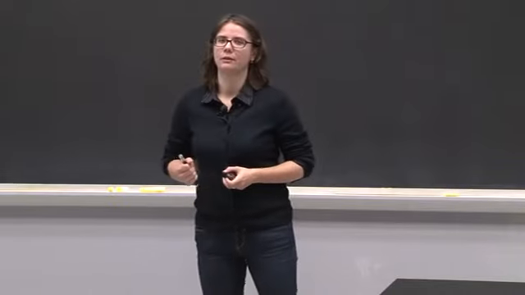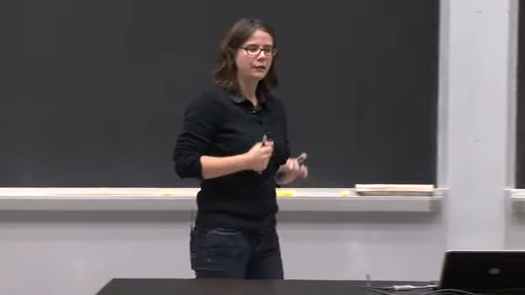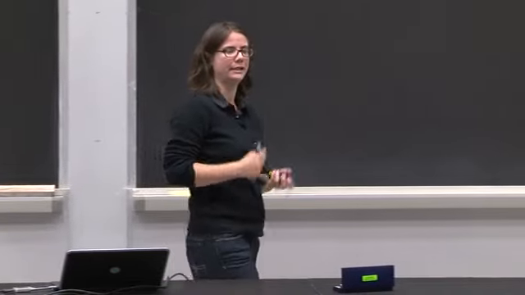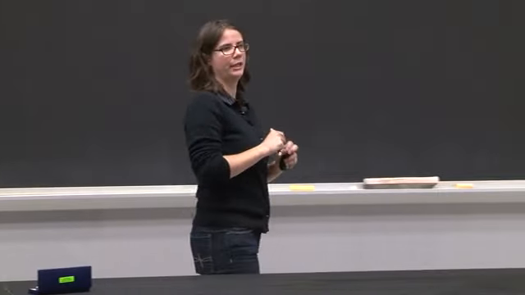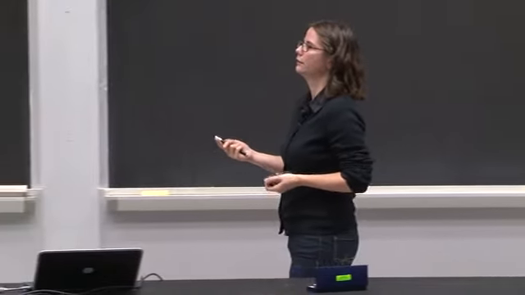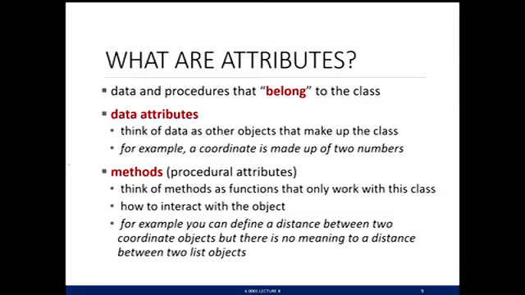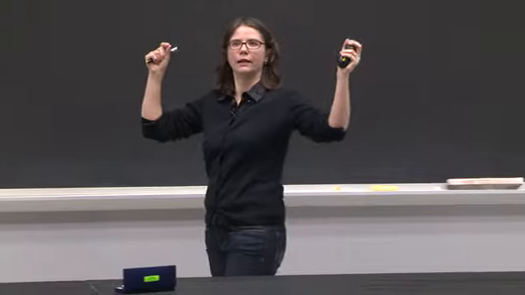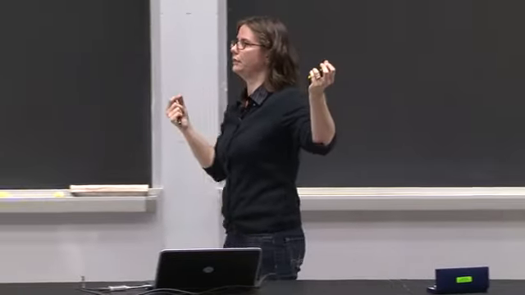And procedural attributes are better known as methods. You can think of a method as a function, except that it's a function that only works with this particular type of object, so with a coordinate object in this case. So the methods are going to define how you can interact with the object. So in a list, for example, we've said that you can append an item to the end of the list. We can sort a list, things like that. So when you're defining methods, you're defining ways that people can interact with your object. So for example, for a coordinate object, we can say that we can take the distance between two coordinate points. And that's going to be a way that you can interact with two coordinate points.